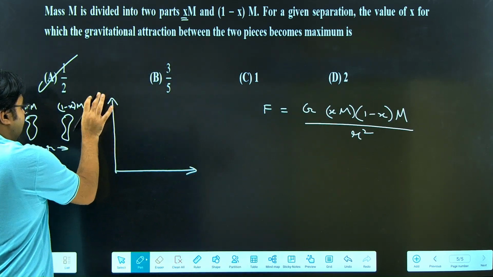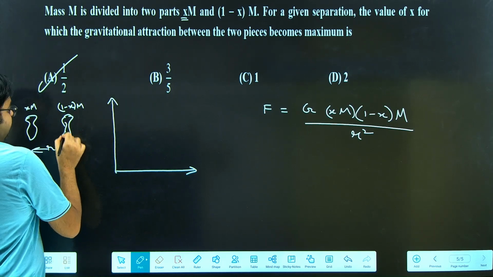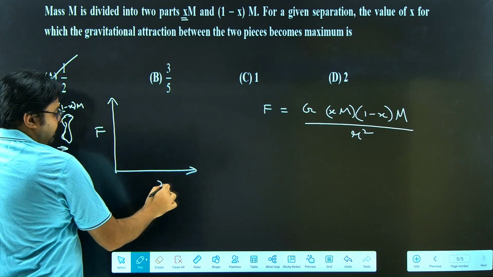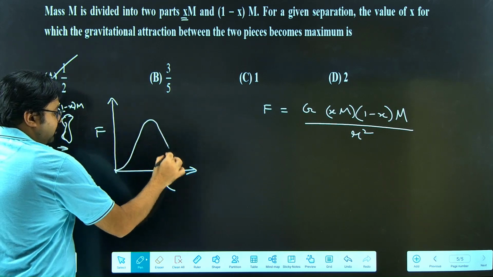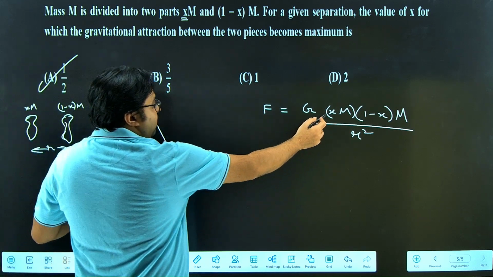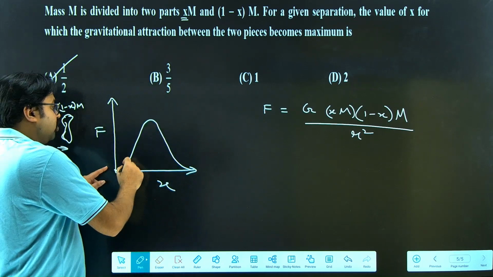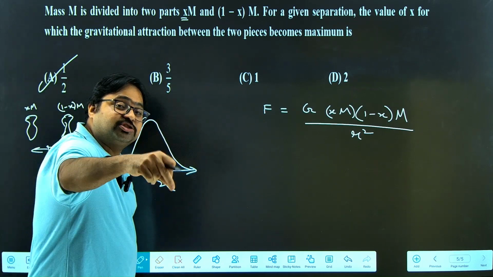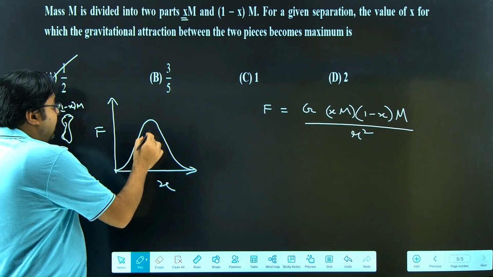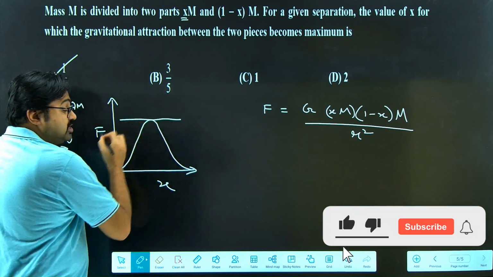So if you plot a graph of F and x, you will have a graph like this. For x equal to 0, you will get force equal to 0. You go on increasing the value of x and the force goes on increasing. At some point, the force becomes maximum. And at that point, the slope of the graph is equal to 0.